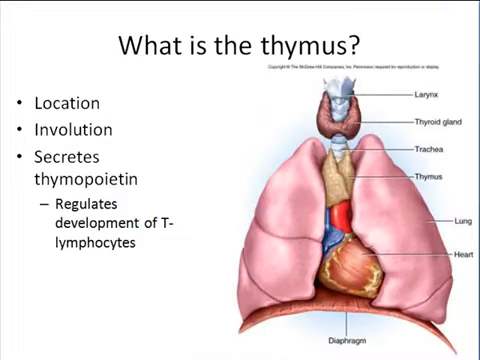So next up is the thymus. And the thymus is a very interesting organ. It's one that a lot of people aren't very familiar with, but it's located immediately superior to the heart, and it's kind of nestled in between the lungs in a region of the body called the mediastinum.